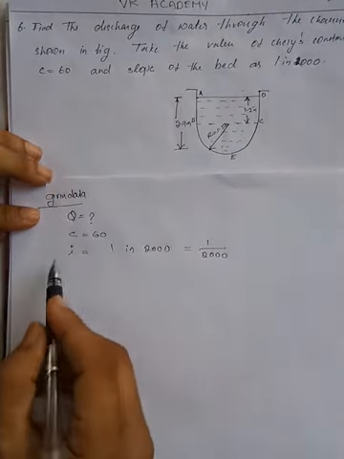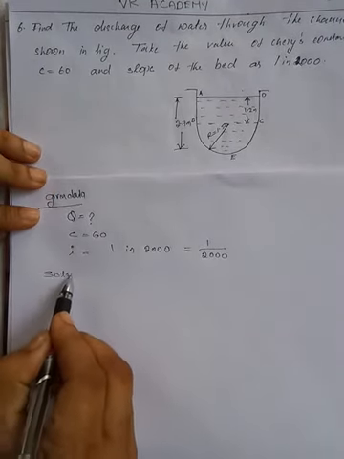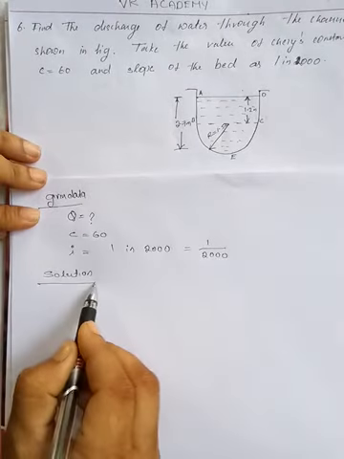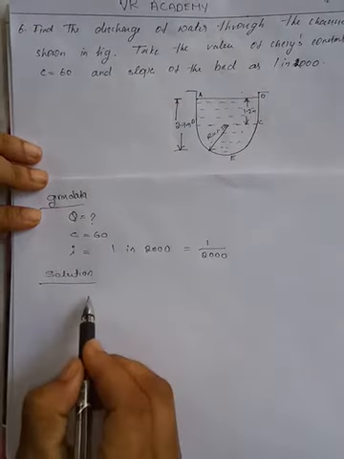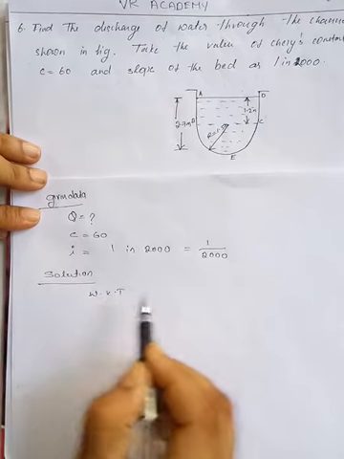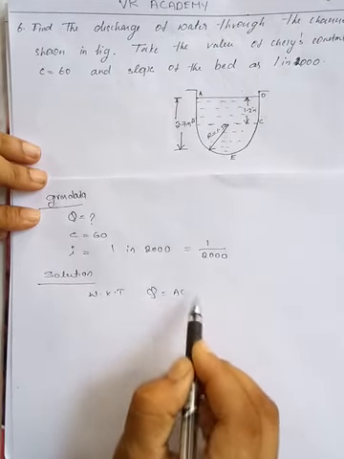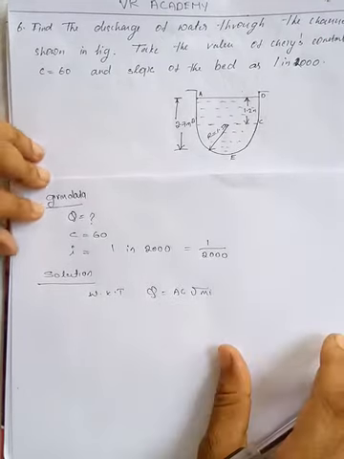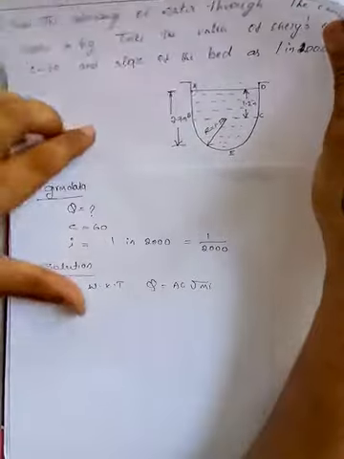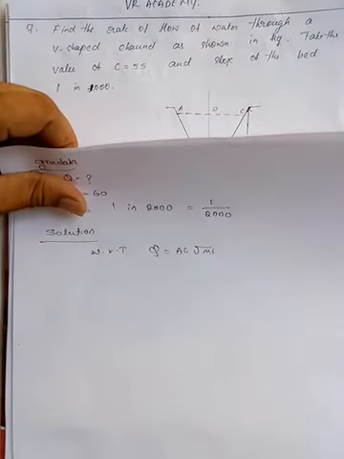See here the solution. How to find out the discharge? We know from the Chezy formula, Q is equal to A C into root m i. From the formula, Q is equal to A C into root m i.